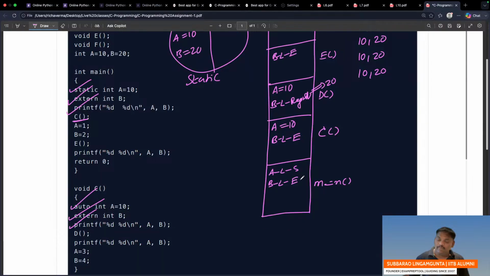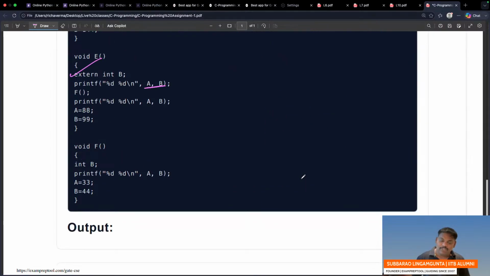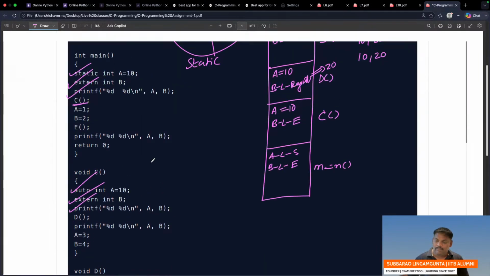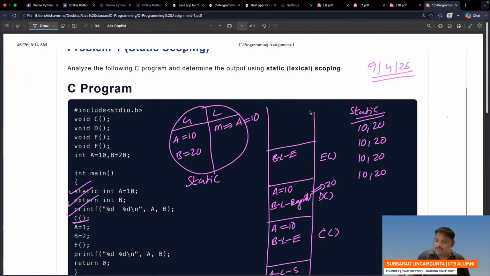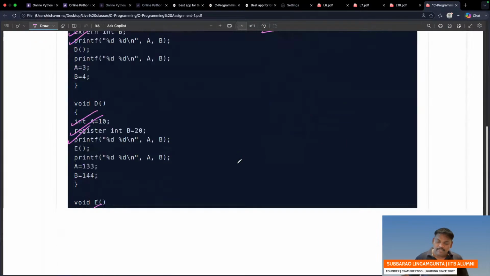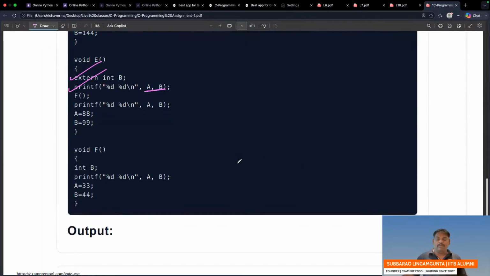Now I am in the E function. In the E function, printf is over, so now F is called. In the F function, int B. Let's check. F function is called. B is local, but int B has no initialization, so I think it is garbage. It's a stack area, garbage by default.